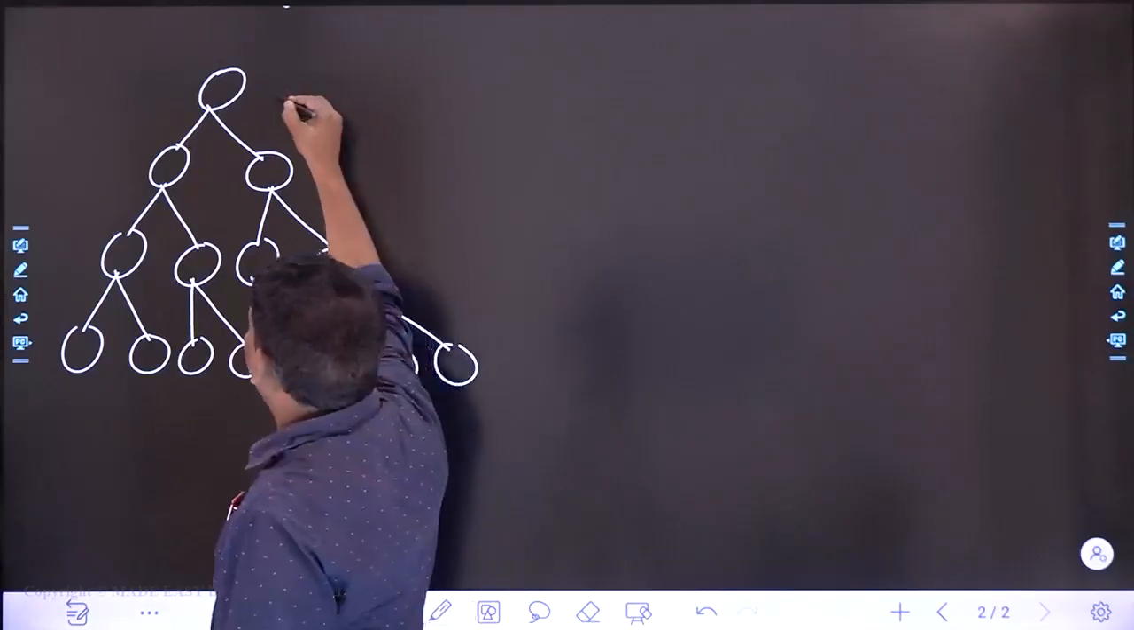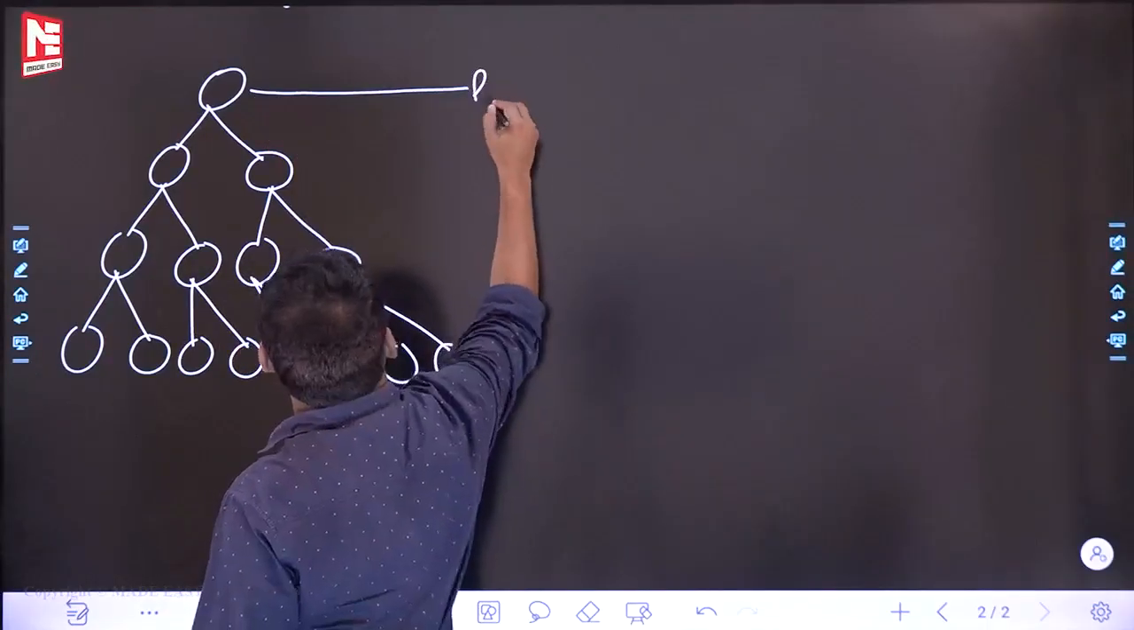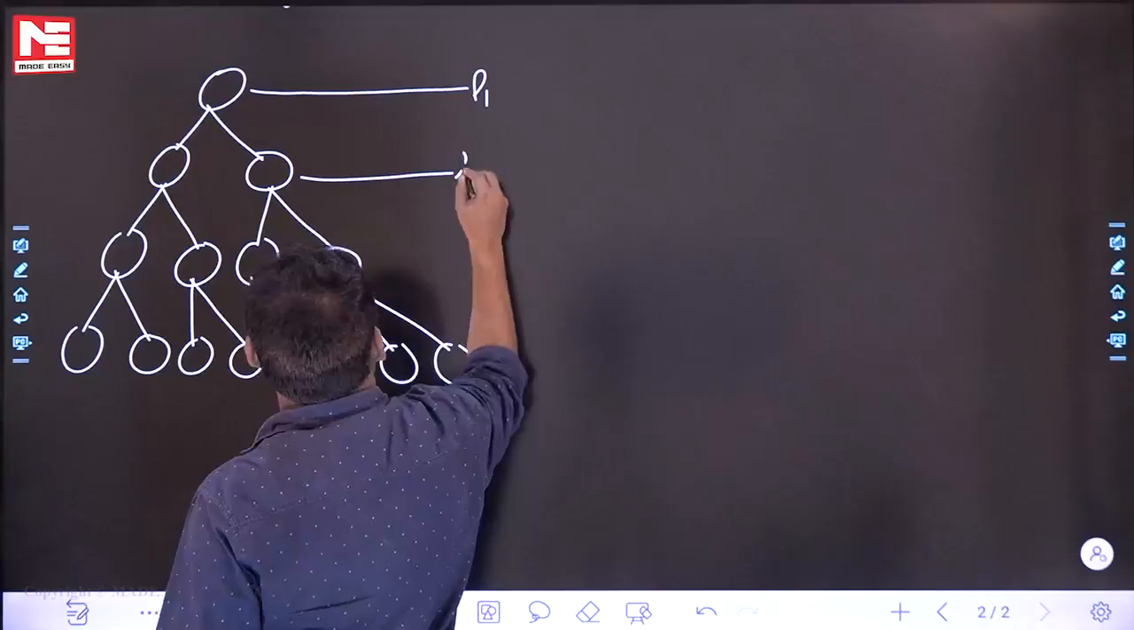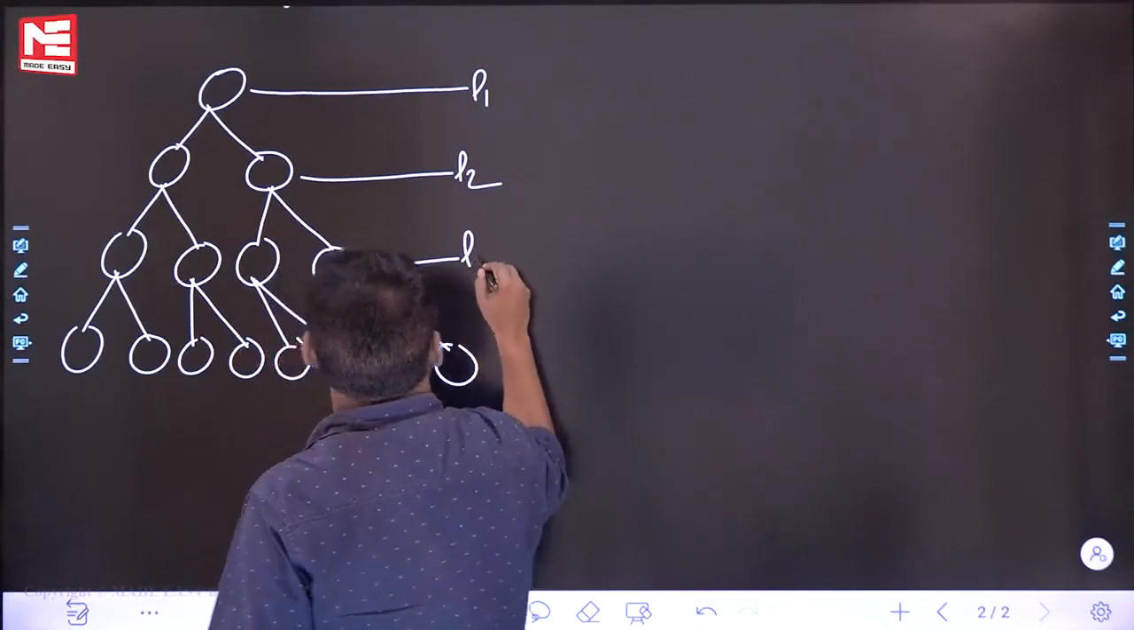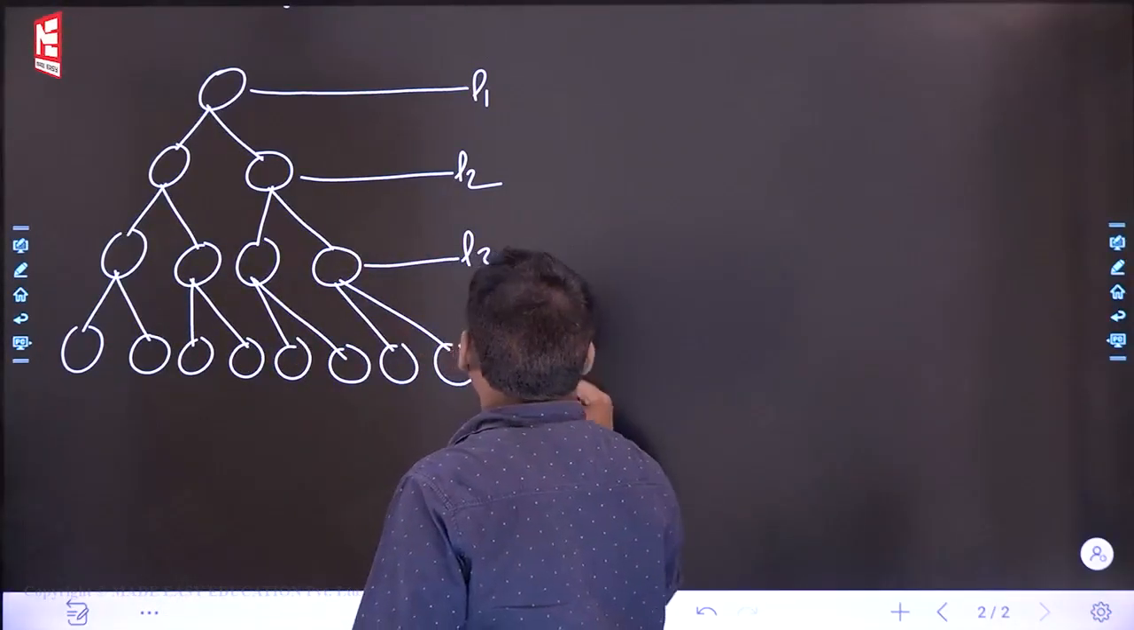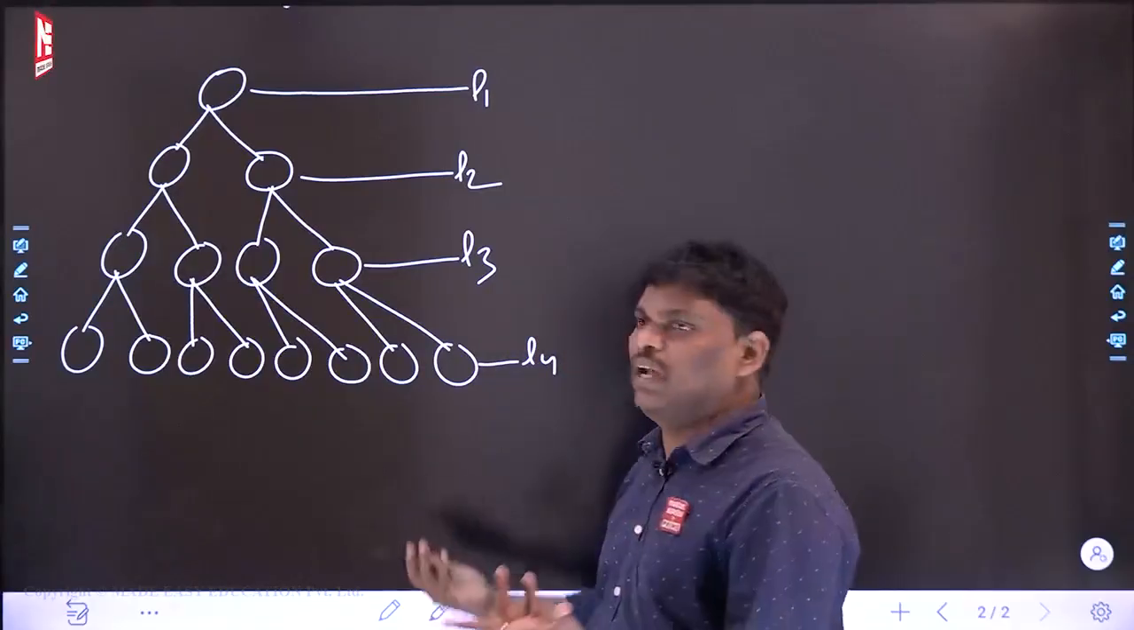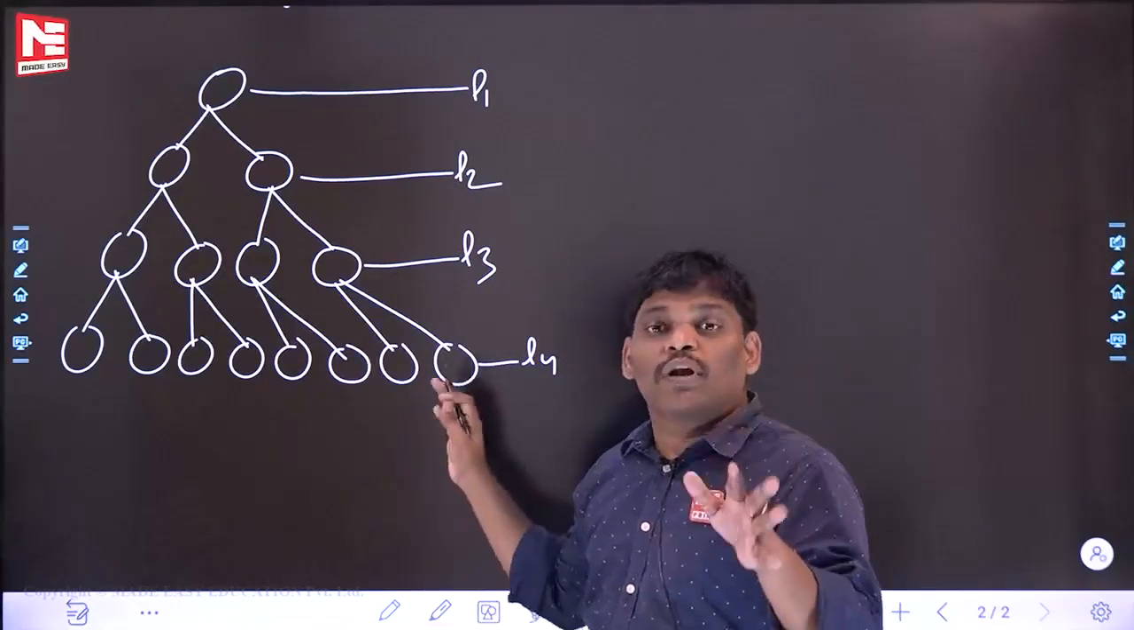Let's see. It is level 1 of the complete binary tree. It is level 2, level 3, level 4 of the complete binary tree. Can you say totally how many levels are there? 4 levels. Right, a 4 level complete binary tree.